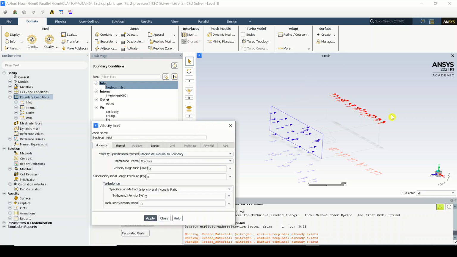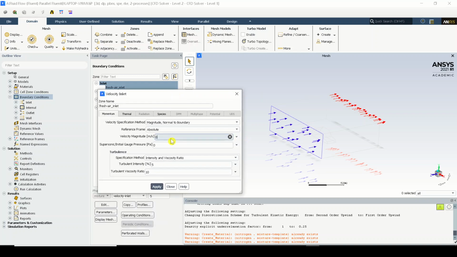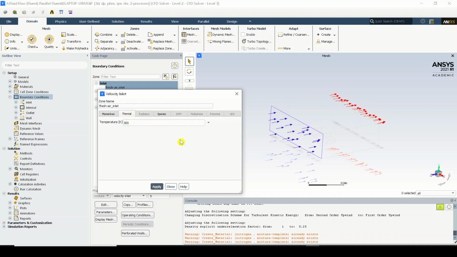Now as I have not considered realistic dimensions, I'm going with very low values of velocity as well. I'm not going with realistic velocities. Let me assume that the velocity in our case is 0.09, closer to 0.1 meters per second. Otherwise we'll just assume it as 0.1 meters per second. Clear? Then after that we will go to thermal, and let us assume the temperature is 293 Kelvin.